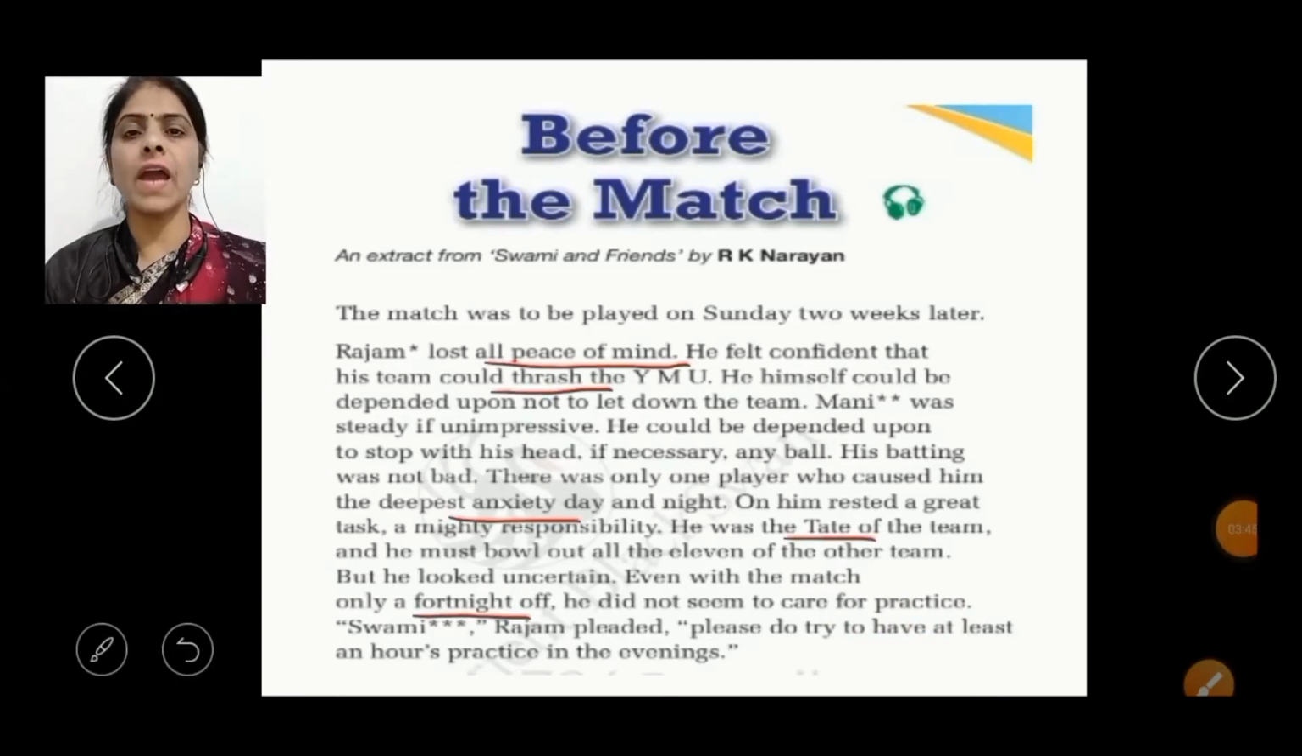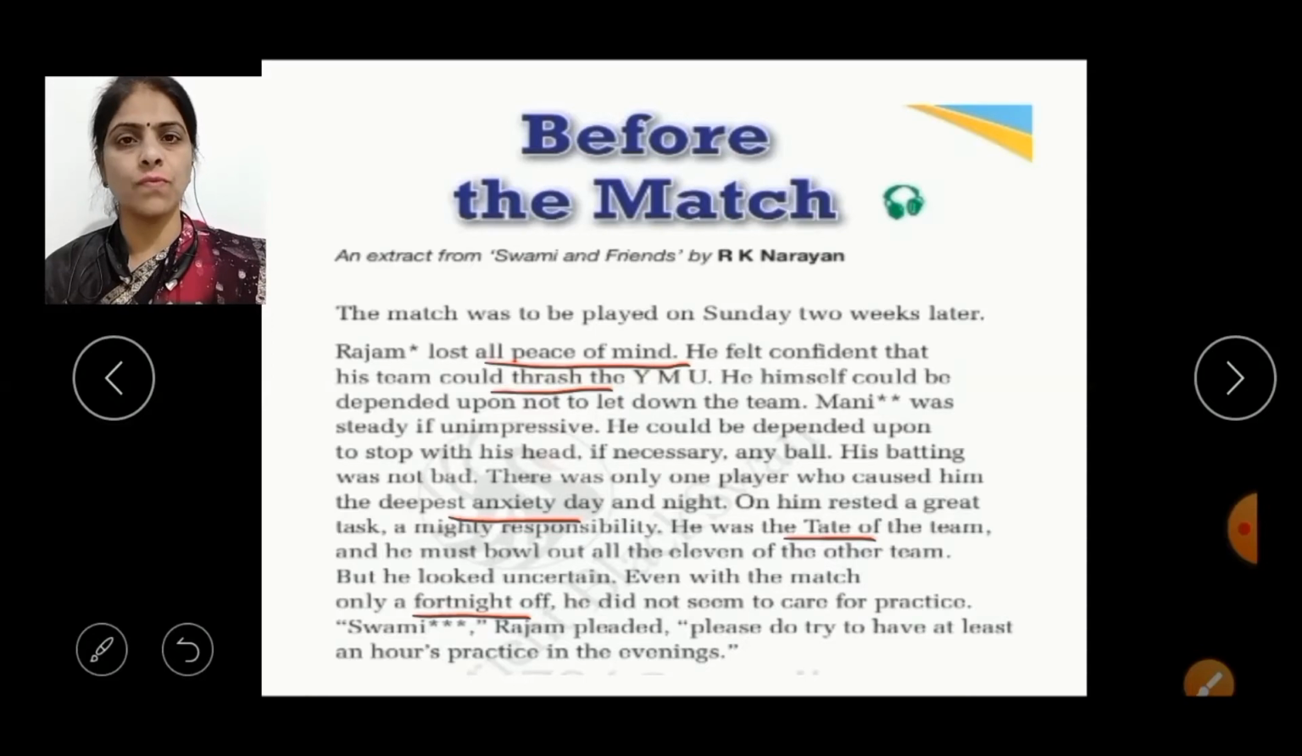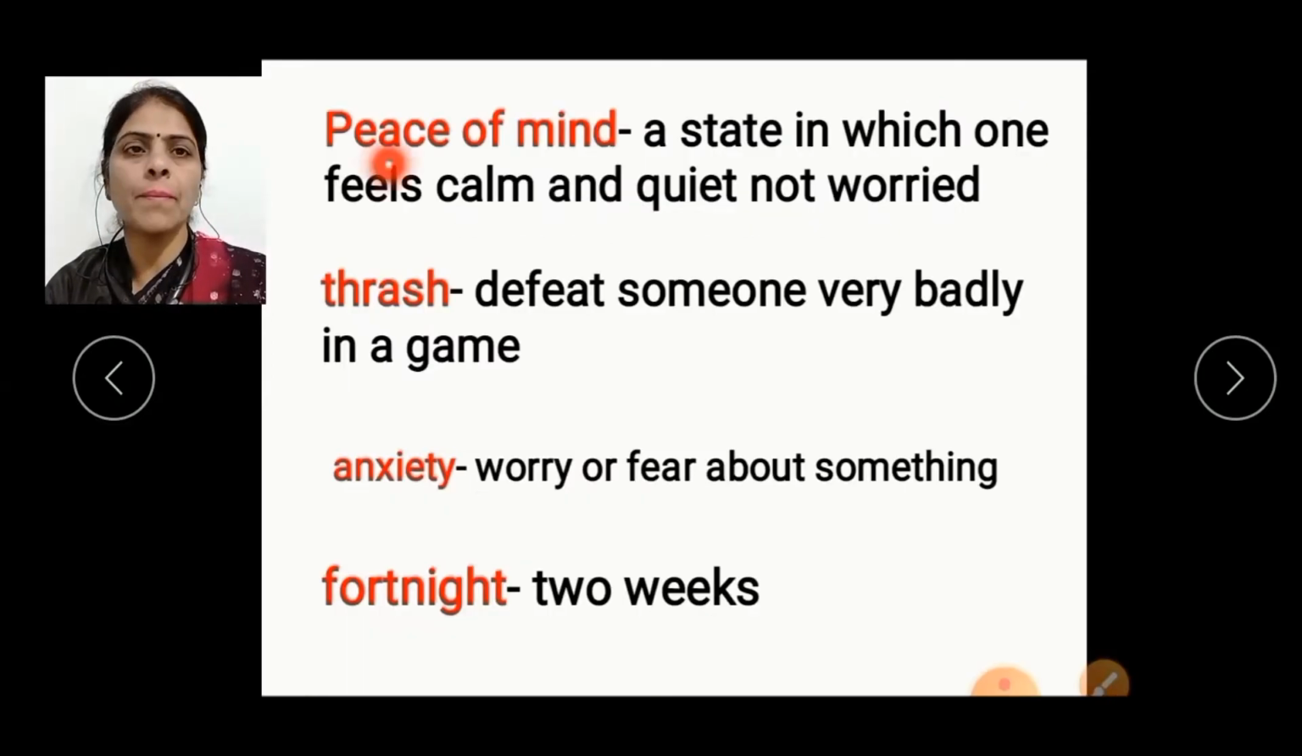In this paragraph, we have some new words like peace of mind, thrash, anxiety, Tate, and fortnight. Let's see the meanings of these words. The first word is peace of mind. Peace of mind is a state in which one feels calm and quiet, not worried. Next is thrash. Thrash means defeat someone very badly in a game. After that, anxiety. Anxiety means worry or fear about something. Then fortnight. It is a period of 2 weeks.